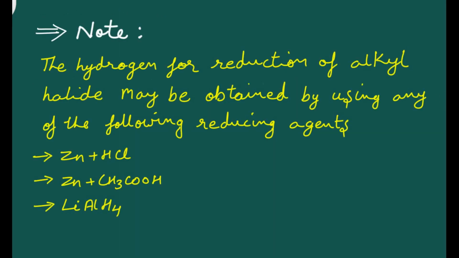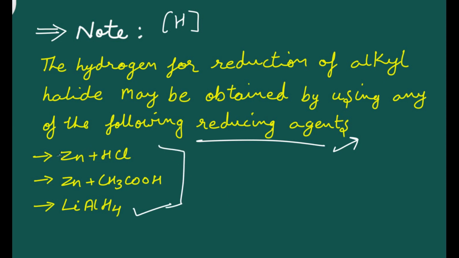Before we go for the next method, there is a note. The nascent hydrogen that we are using for the reduction of alkyl halide may be obtained by using any of the following reducing agents. These reducing agents, zinc plus HCl, zinc plus CH3COOH and lithium aluminum hydride, will provide the nascent hydrogen required for the reduction of alkyl halide. So you can also take note that these provide the nascent hydrogen, right? Now let's move to the next.